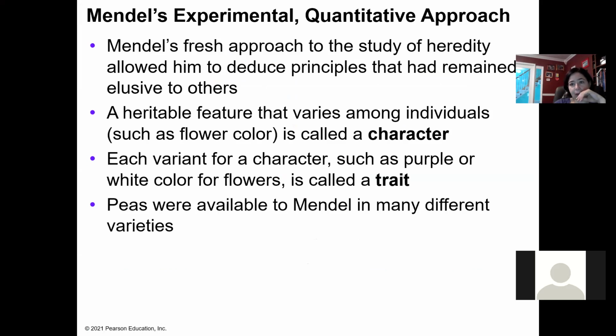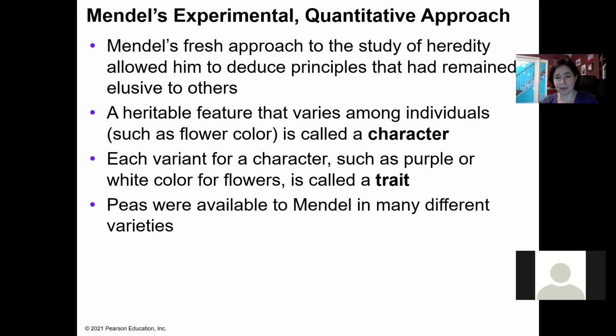Okay, so again, heredity. Heredity is passing inheritance to offspring, right? And some important terminology in genetics, like very, very basic terminology. A heritable feature is called a character, right? Like flower, color of the flower, shape of the seeds. In humans, like eye color, ear shape, what else, like shape of the nose.